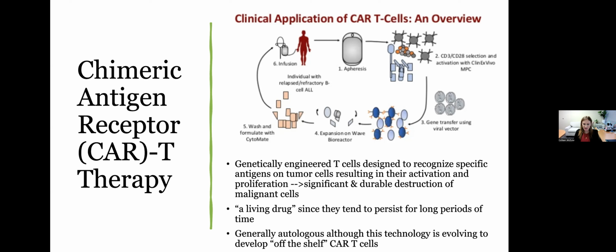It's considered a living drug because it has durable destruction of the malignant cells, because what it's doing is redesigning the T cells in the body to then attack these tumor cells. So different than chemotherapeutics, which is targeted medication to just kill the cancer cells, this is using your own T cells to then continually kill the cancer cells. So it's this living drug.